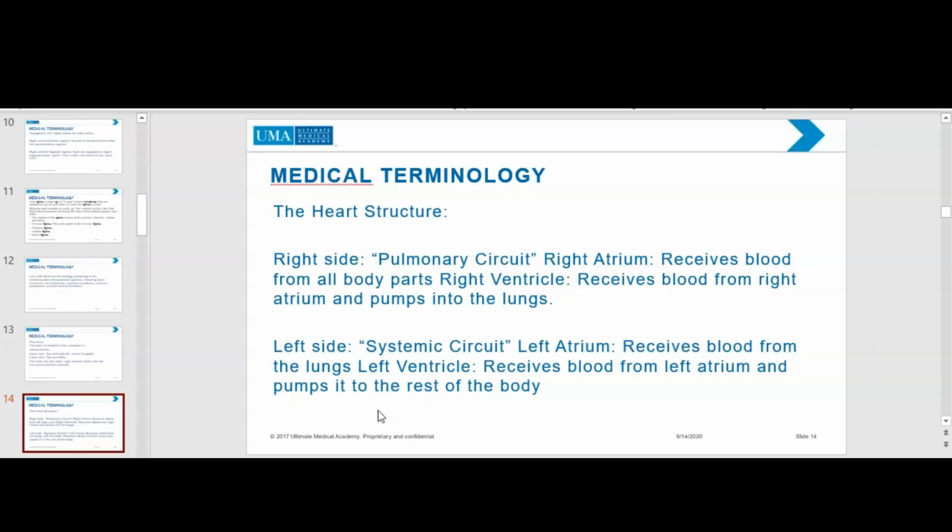The heart structure, right side, pulmonary circuit. The right atrium receives blood from the body parts and pumps it into the lungs. The left side, systemic circuit, receives blood from the left ventricle and pumps it to the rest of the body.